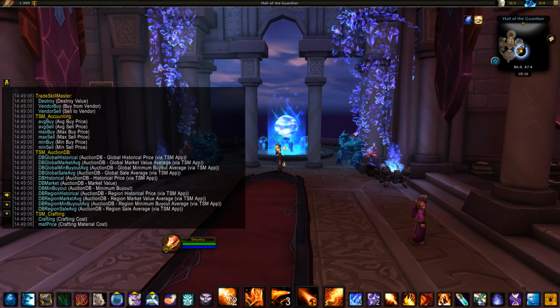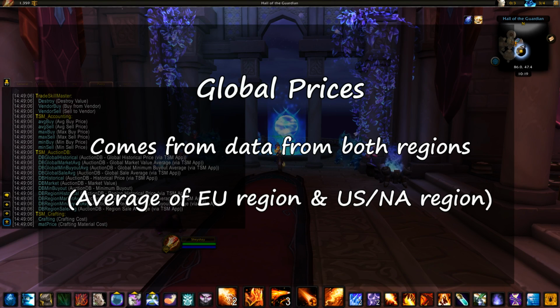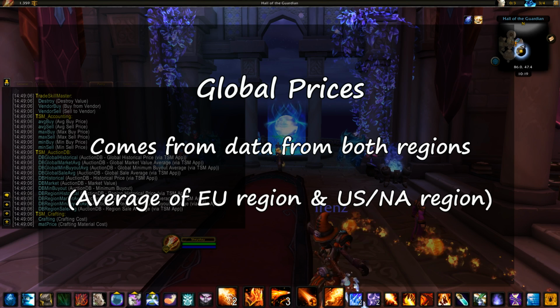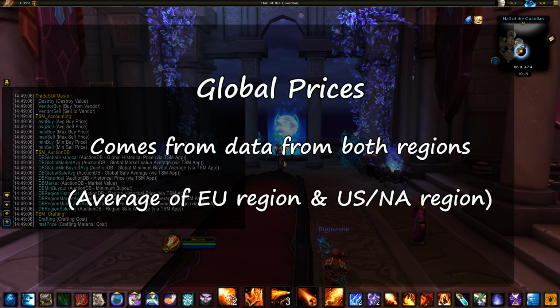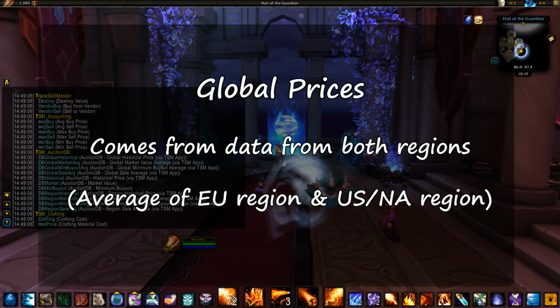So global pricing is going to be the average of those two numbers we just talked about, the region market average of EU and the region market average of US. Those averaged together is going to give you global. So global is including everything, all of EU, all of US, everything all together.